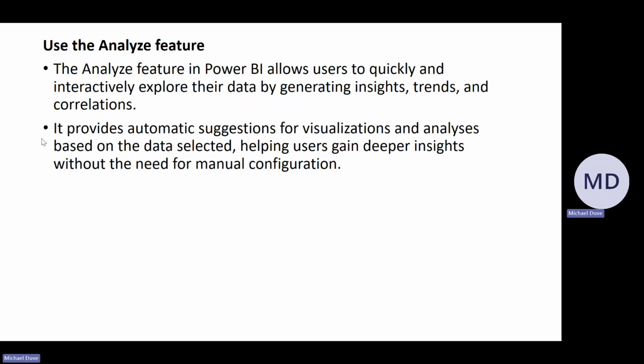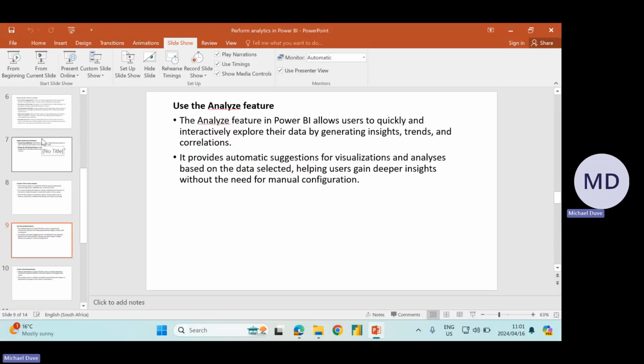Then you can also use the analyze feature, right? So the analyze feature, that is whereby you can analyze a feature in Power BI, where you can quickly and interactively explore your data by generating insights. All right, so by generating insights, trends, and correlations. So in statistics, we find that the word correlation is a common word that you can also use to calculate.